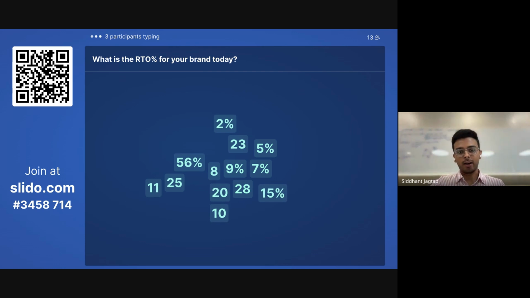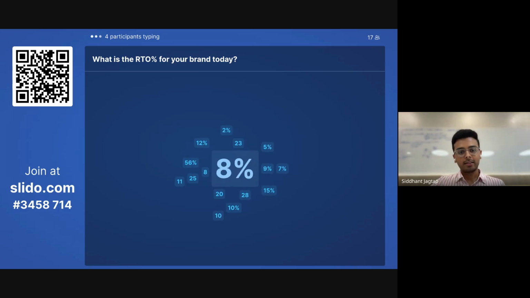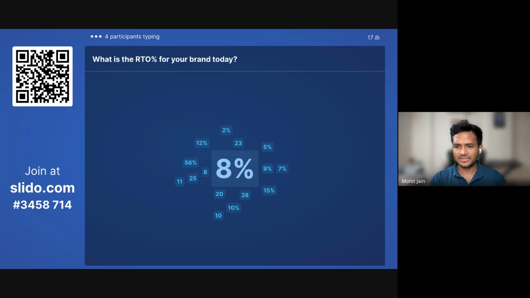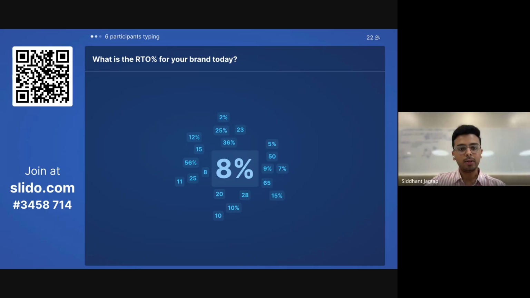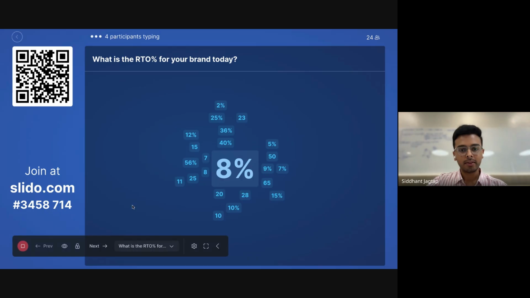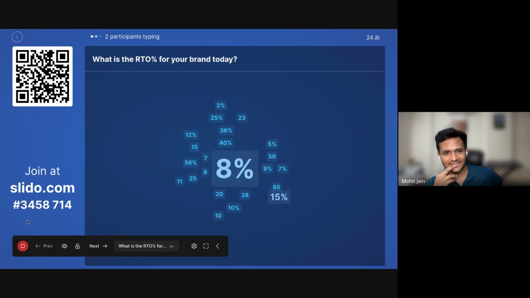Great. So we have somebody with 56%, and somebody with 2%. Interesting. I'm sharing the link in the chat as well, if someone wants to access it. I've also seen that 8% looks like a popular number.